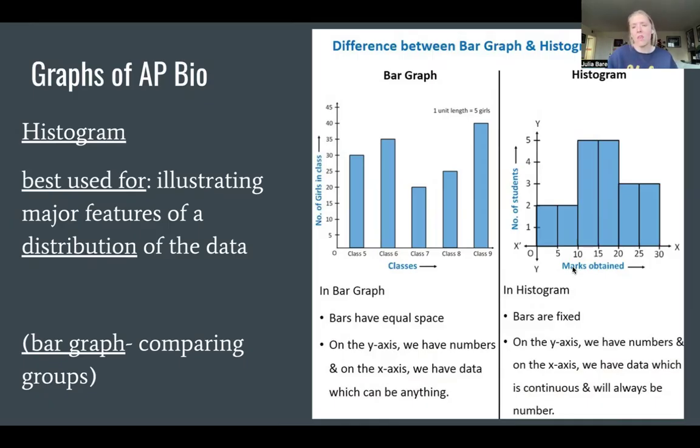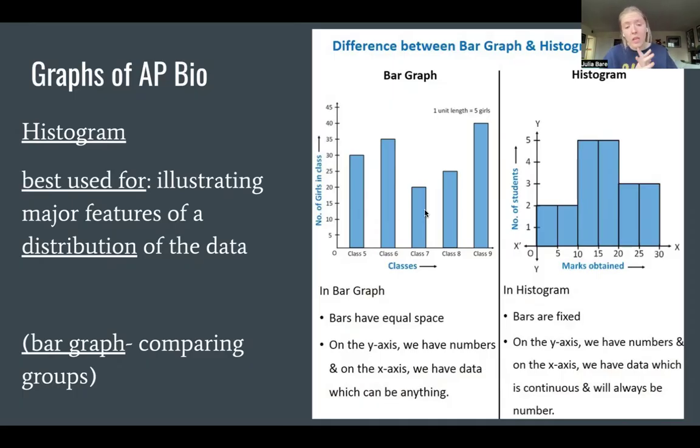The histogram is showing a distribution of the data. It's showing that of the marks that were obtained, there was a possible range of 0 to 30 points, or 0 to 30 marks if you're English, and this is the number of students. So it's showing a distribution of the data. The way that you can tell if something is a histogram versus a bar graph is that in the histogram, the bars are right next to each other. For a bar graph, there's going to be space between them.